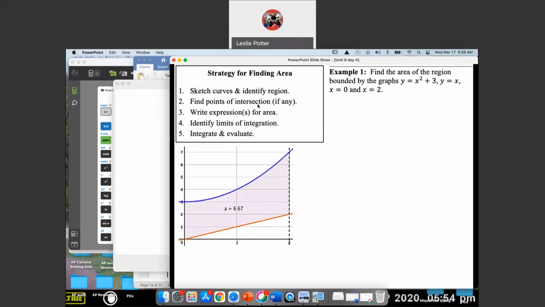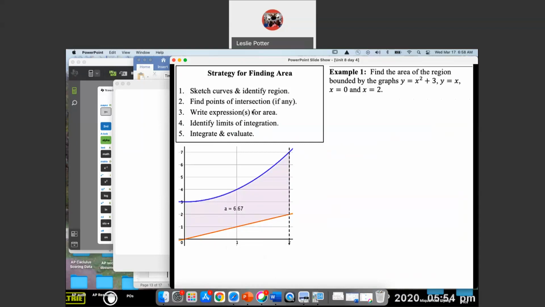It says find the points of intersection, if any. So these two curves don't have any points of intersection, and we can see that visually. We could set these equal to each other, and when we did, there would be no value of x that would solve that. It would be unfactorable, so to speak. So we will have to do that eventually, but we won't have to in this example.